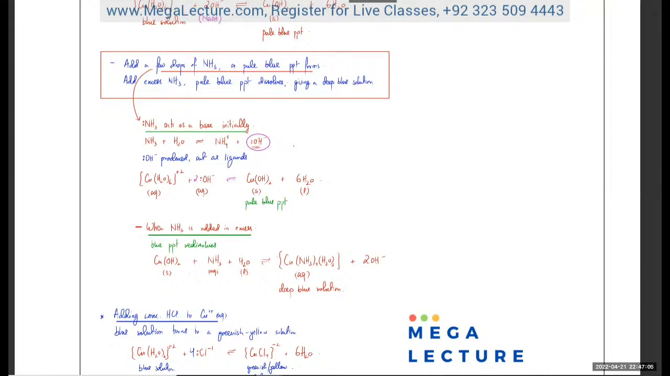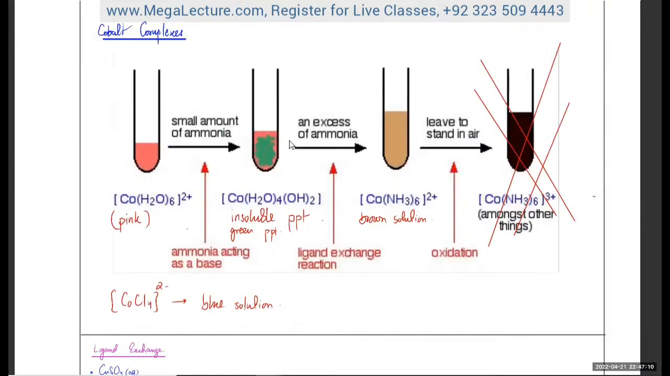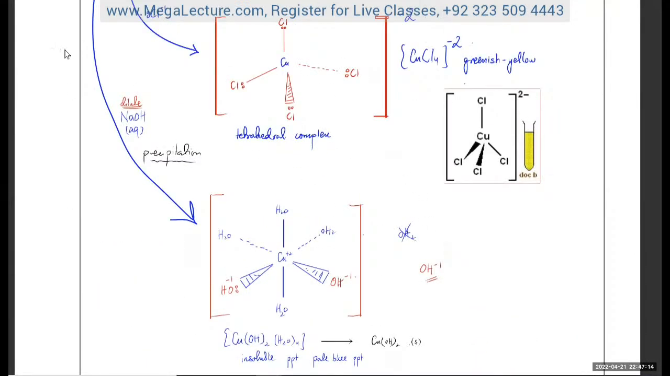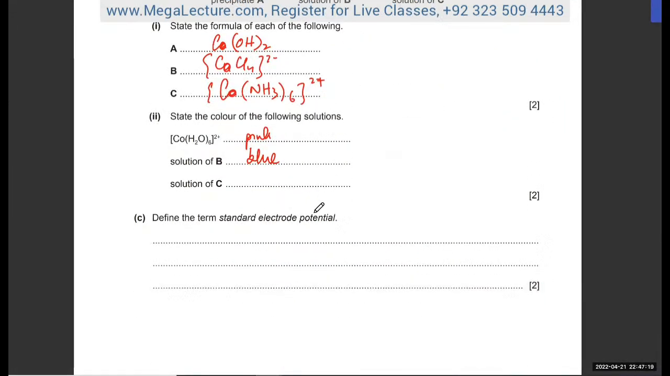So remember, in the syllabus it's just copper and cobalt, and you have to remember these 8 colors, I mean, 4 for cobalt and 4 for copper. Okay, these 4. Anyways, moving to the next question: define the term standard electrode potential. So it is the potential difference between.